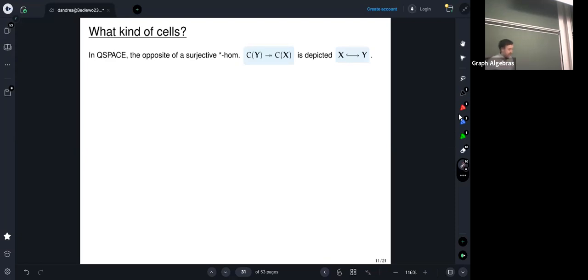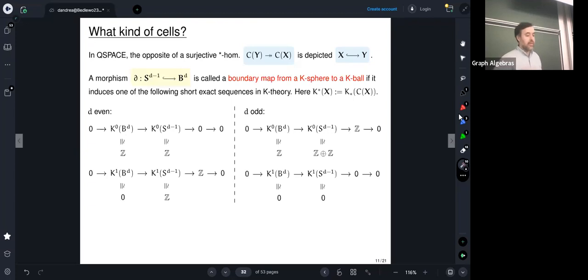Okay, so I told you how we want to glue things using pullback diagrams where one map is surjective. And now what we want to glue here, I don't want to give all the details, but basically, whenever we write an arrow like this between compact quantum spaces, what we really mean is that there is a surjective unital star homomorphism between the corresponding C*-algebras going in the opposite direction. And so what we want to do is to use a morphism like this to glue a cell to something to get something bigger. And what kind of cells? Okay, the important thing is that they should behave from the point of view of K-theory similarly to a ball and its boundary sphere.